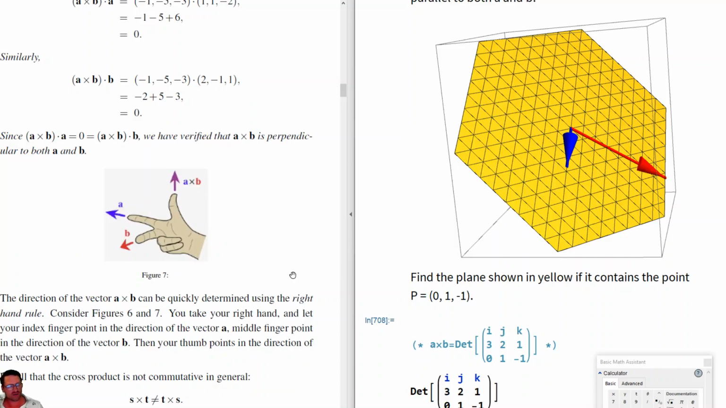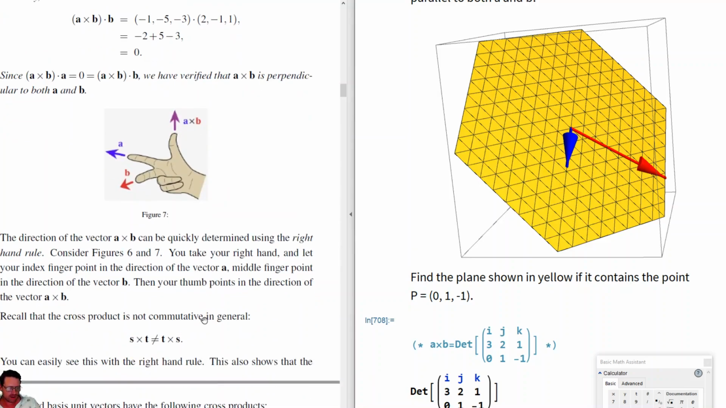Now, is there a left-hand rule? Well, no, because the left hand would give you the opposite direction, you see. It would give you B cross A, where A is the pointing finger and B is the middle finger. Right, so that's why it's a right-hand rule rather than a left-hand rule. Okay, so the direction of the vector A cross B can quickly be determined using the right-hand rule. Yes, all right. So the cross product is not commutative in general.